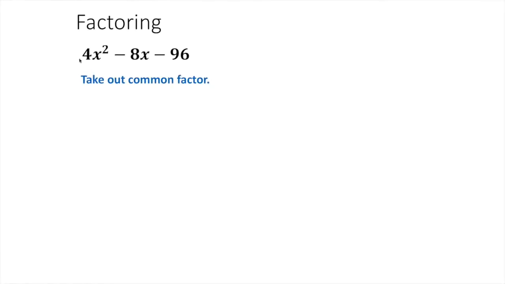That's our very first step. We take out the common factor, and if I look at this, 4, 8, and 96, what's the largest number that goes into all three of those, and that's 4. So what I'm going to do is actually take a 4 out of each one of these. So it will look like this.